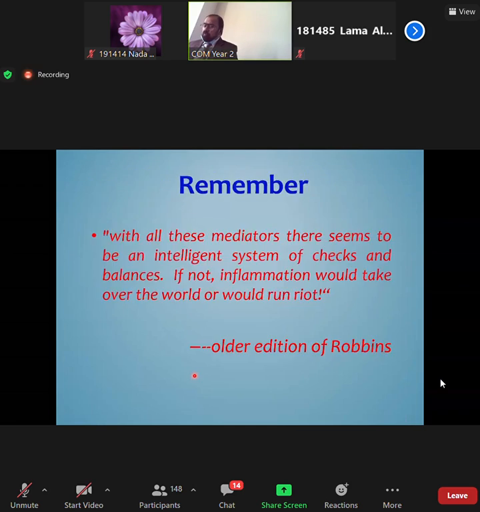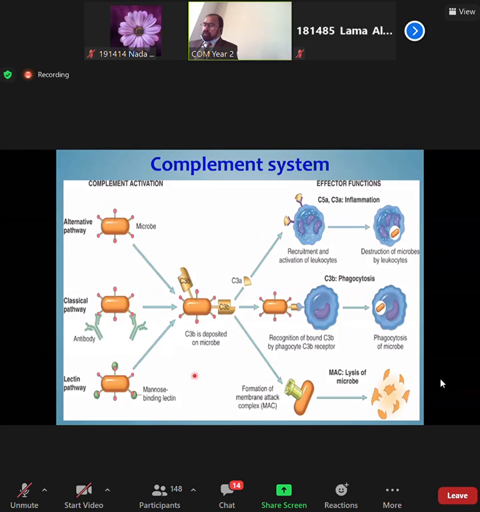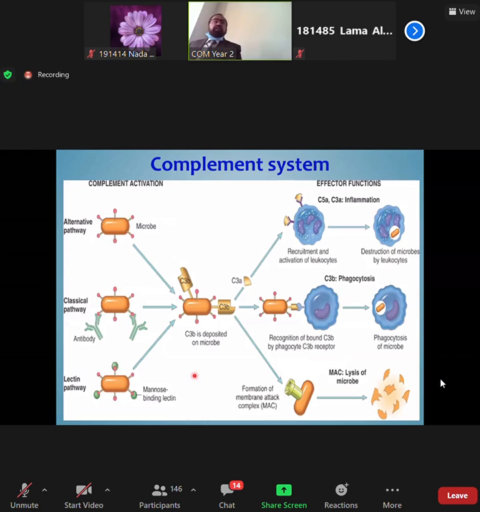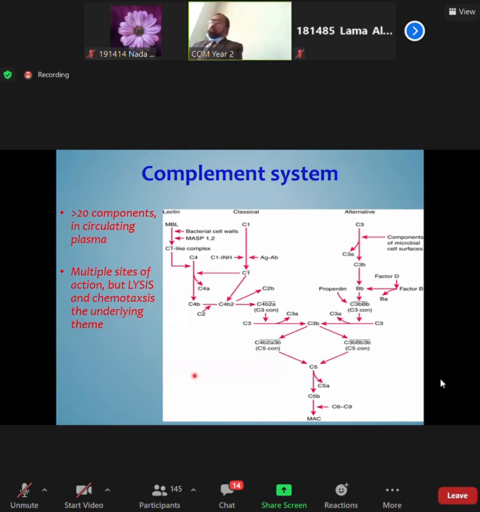Okay, I'm going back. Complement. So this is a complex slide which is not present in your book, just to show you how these things are being made. I'll advise you to go through both of the slides, not only this one, which is present in your Robbins book and is a very simple slide, but also go back.